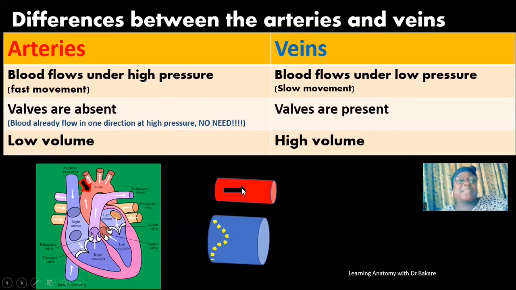Also to add that the volume of blood in the arteries is low, while the volume of blood in the veins is high. Because we say that in the artery, there is a high pressure created already. So the volume will be low. And in the veins, we already established that the pressure in the vein is low, so there will be high volume. So we have low volume in the arteries and high volume in the veins.